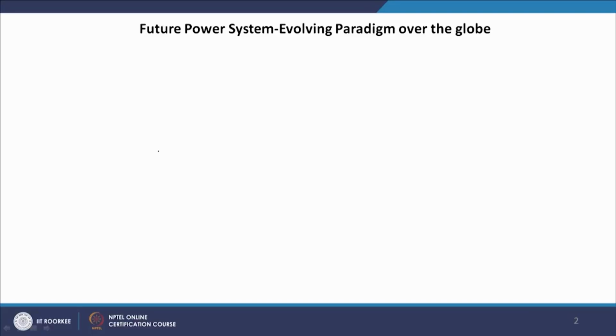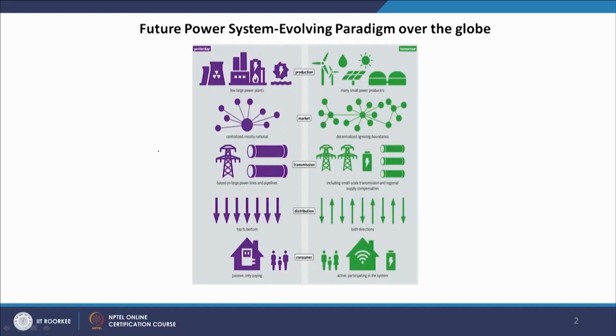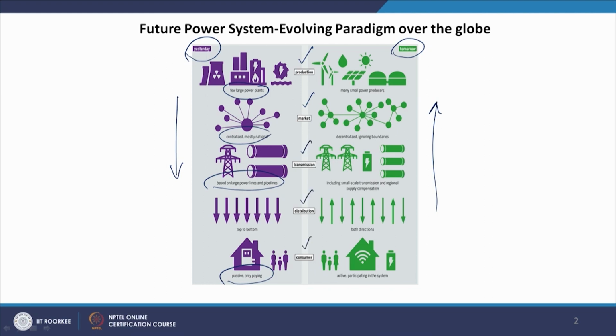Now, the future power system is an evolving paradigm over the globe, and as you could see, the left side is my yesterday, and the right side is my tomorrow. This kind of system we had in the past, and now we are expecting the system to look like this. We had large power plants, and then centralized, mostly national networks, and huge power lines, and then the customers or consumers at the bottom. So: production, market, transmission, distribution and consumer.